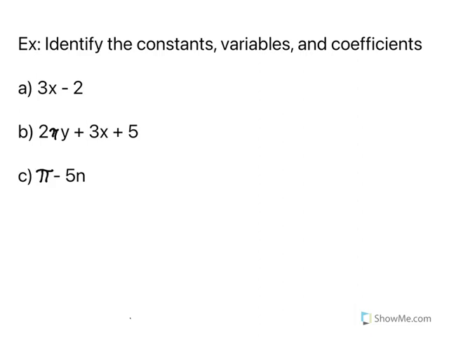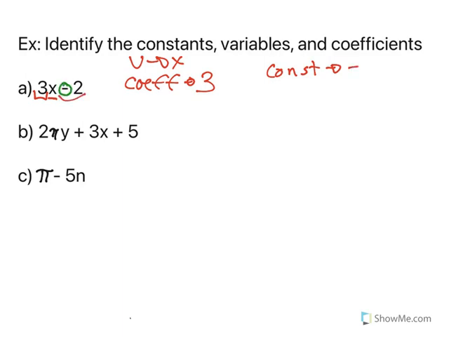So let's identify the constants, variables, and coefficients of each expression. When we're looking at letter A, I see an x, so the x would be the variable. The 3 is attached to the x, so the coefficient would be 3. And now the constant is going to be the tricky one. You can see this negative sign here, that goes with it. So our constant here is -2.